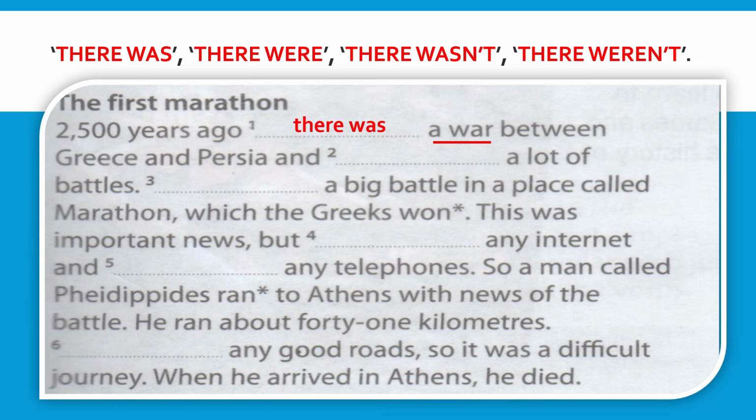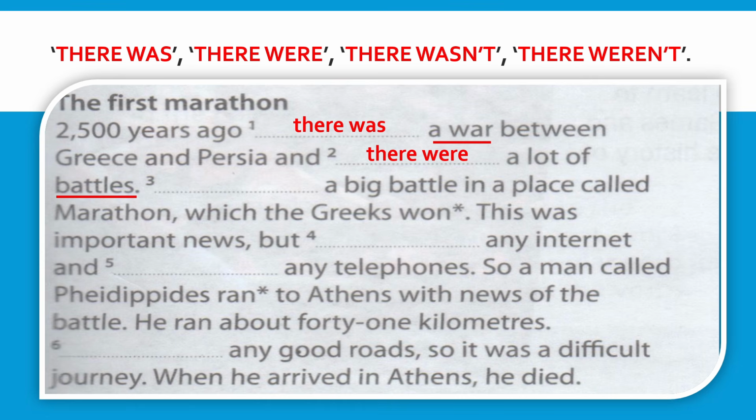The object here is battles, and as you can see, there is a letter s at the back of the word battle. Therefore, the object is in plural form. When the object is in plural form, there are only choices between there were and there weren't. And it's the same, we don't see the word any in the sentence. Therefore, we can assume that the answer here is there were a lot of battles.